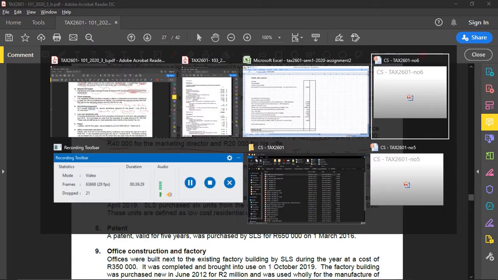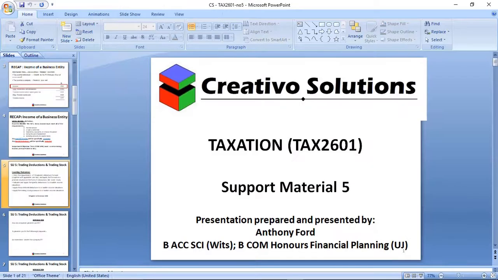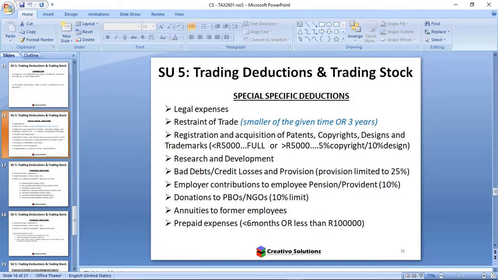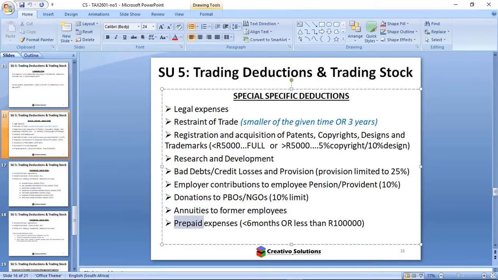So this comes back to our deduction notes here. Let me show you these deductions. There we go. Here, prepaid expenses, less than 6 months, or less than 100,000, you would be able to claim that as a deduction. Right, so you need to look at either or. If we're going back to the textbook, we're going to have to look at section 5, the prepaid, the special deductions. Let me see if I can find that for you guys.